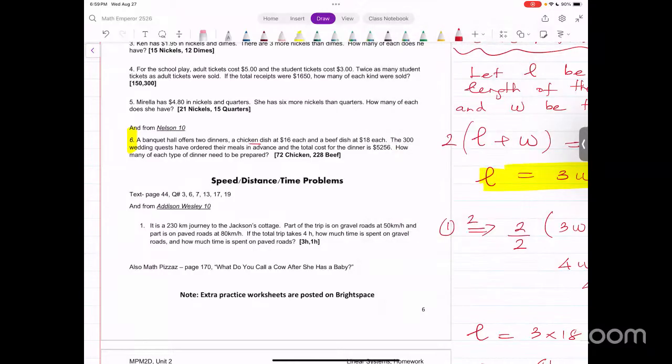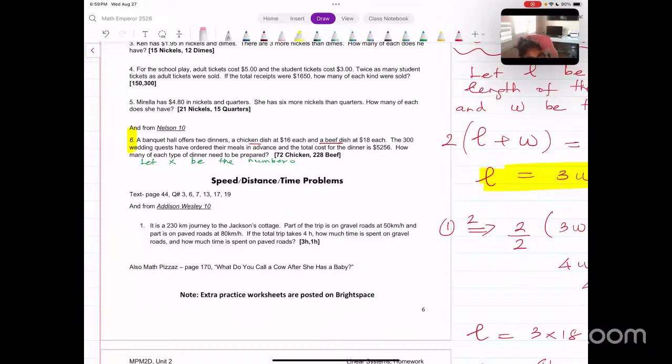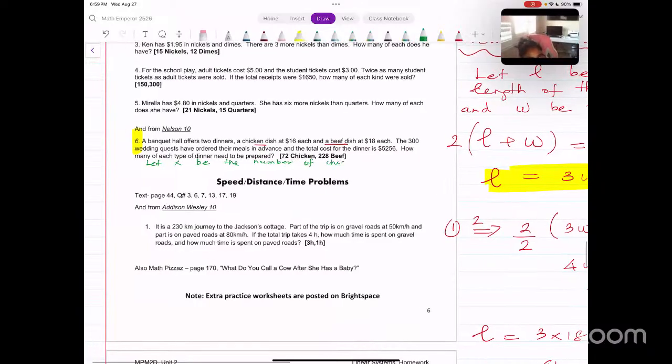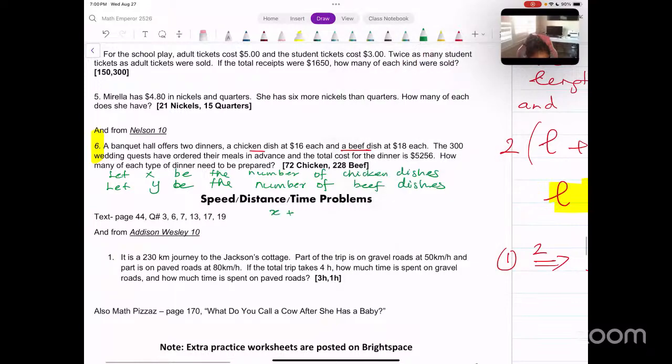There are two types of dinner, a chicken dish and a beef dish. So you had to start with: let x be the number of chicken dishes, and let y be the number of beef dishes. So your first equation, I have to take some space here, is x plus y. Going back to asking Nishal, how much is x plus y?